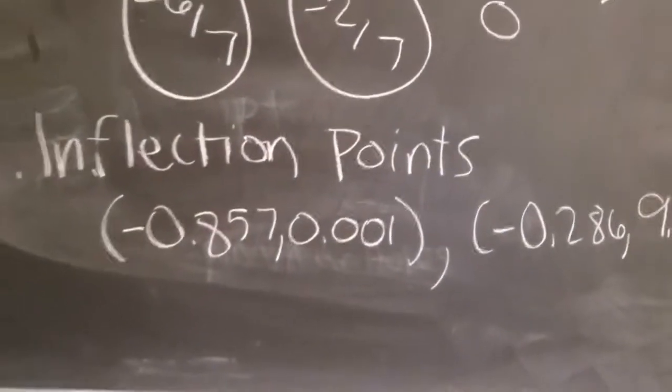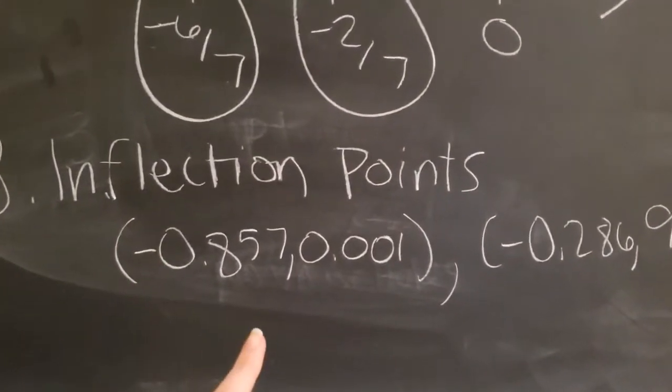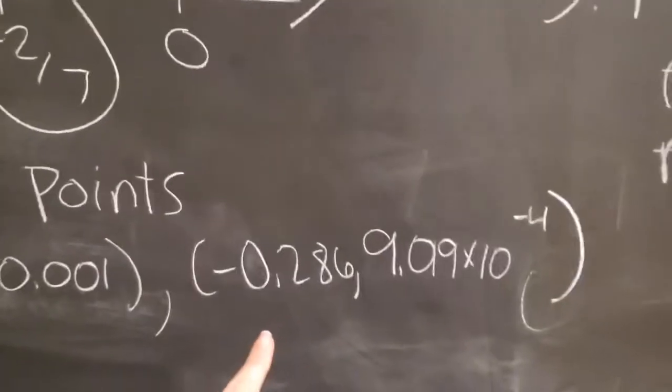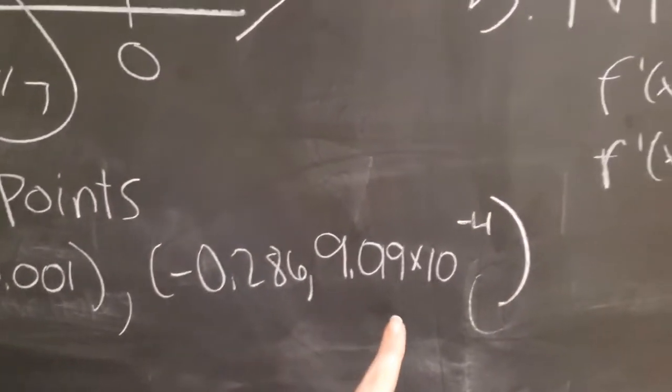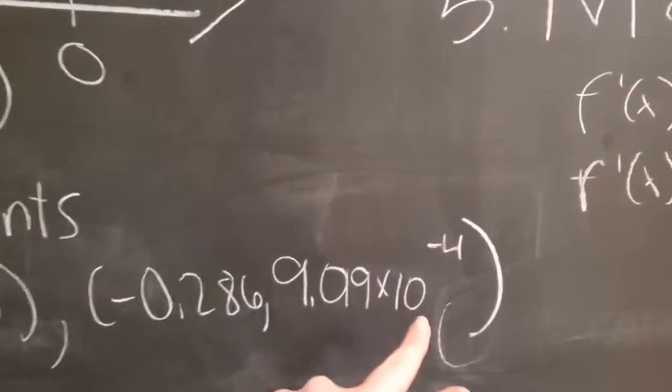And then inflection points are what I circled. You get in decimal form, you get negative 0.857 and 0.001, and over here it's negative 0.286, and then that's 9.019 times 10 to the negative 4.